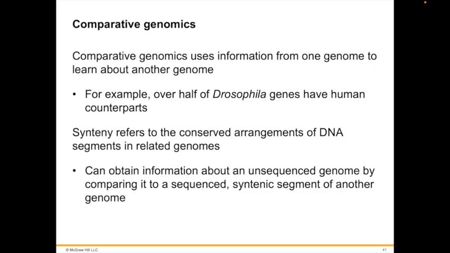So now to comparative genomics, and we're nearly done, you all. So comparative genomics uses information from one genome to learn about another genome. For example, over half of Drosophila genes, that's from a fly, the fruit fly, have human counterparts. Synteny refers to the conserved arrangements of DNA segments in related genomes, and it can obtain information about an unsequenced genome by comparing it to a sequenced or a syntenic segment of another genome.